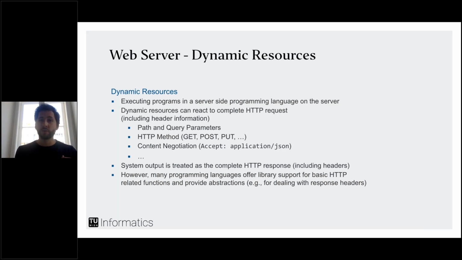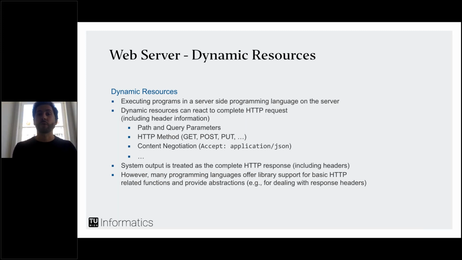So if you remember, the static resources can only react to the path. They can only say, take this path, map it to a local path on my web server, and return that. That's all they can do. But in the programming language, you can do a lot more. First of all, you can also react to the path. You can say, here's a path, do something with it.